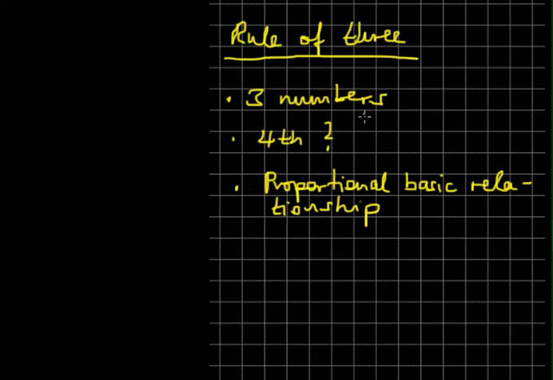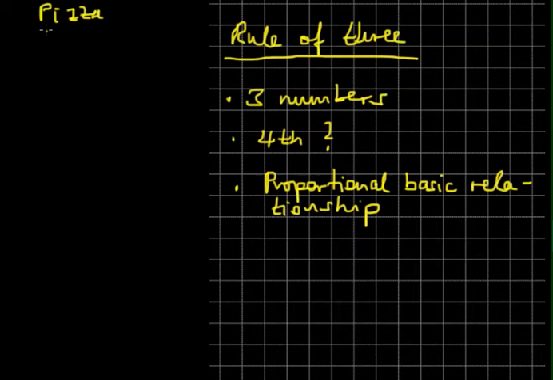Hi to everybody. In everyday life, you are often confronted with a simple mathematical problem where you are given three numbers and you are asked to calculate a fourth number. And the three numbers are based on a basic relationship which is of proportional nature. And you can solve this kind of problem with the rule of three, which I'm going to introduce in this video. Let's start with a simple example to frame the problem.